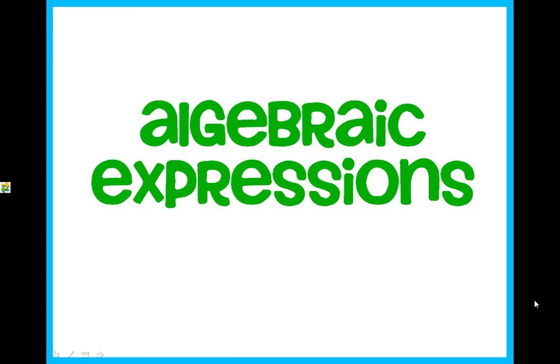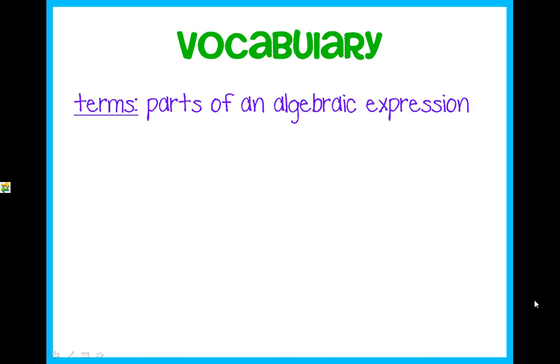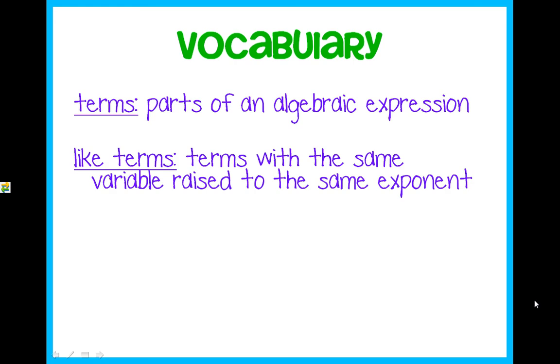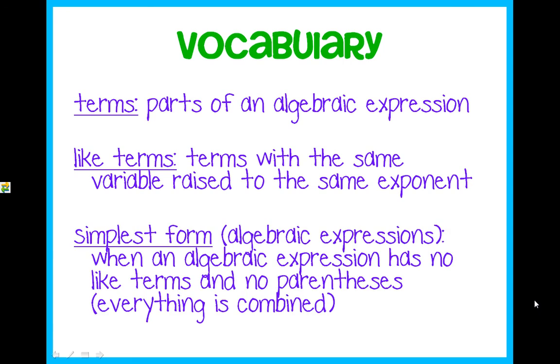Today we're going to learn about algebraic expressions. Okay, you're going to have some vocabulary for this lesson. First thing you need to know, what are terms? Terms are the parts of an algebraic expression. Like terms are terms with the same variable raised to the same exponent.